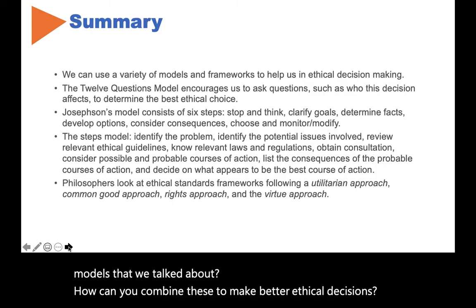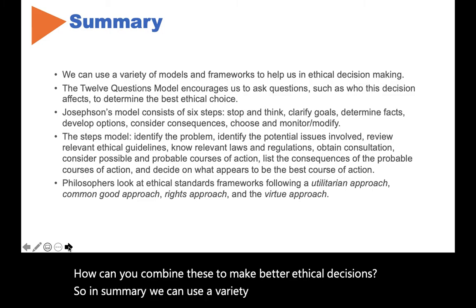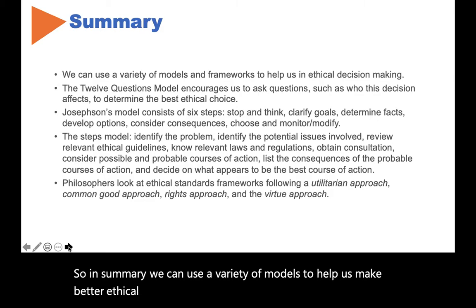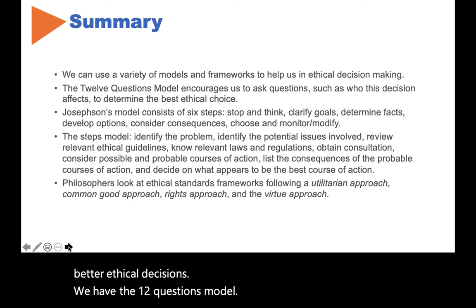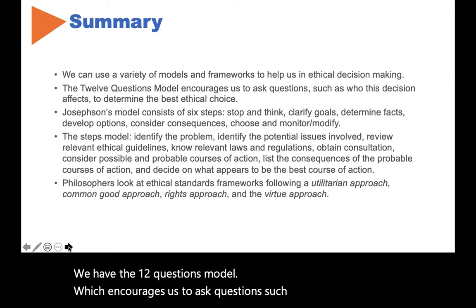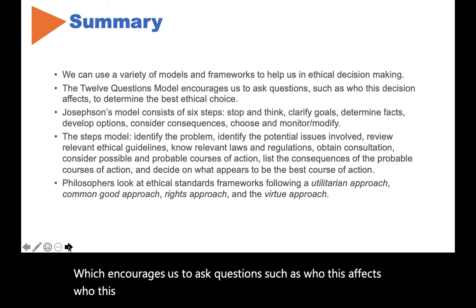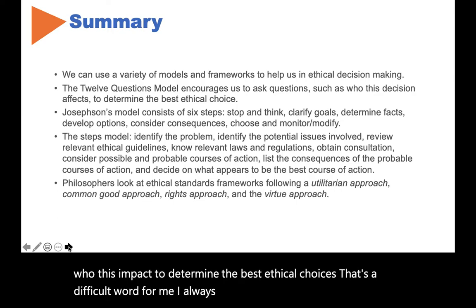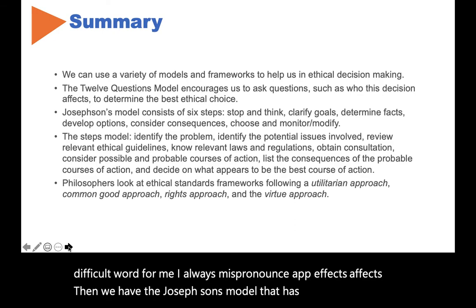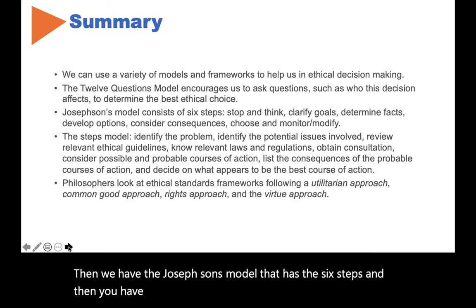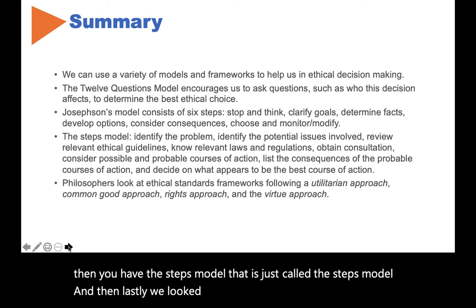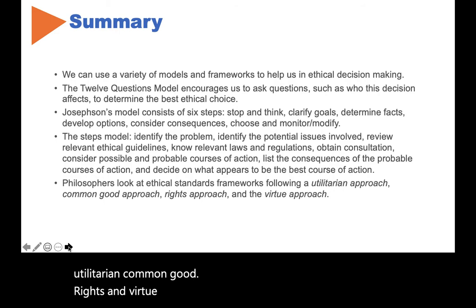So in summary, we can use a variety of models to help us make better ethical decisions. We have the 12 questions model, which encourages us to ask questions such as who this affects to determine the best ethical choices. That's a difficult word for me. I always mispronounce affects. Then we have the Josephson's model that has the 6 steps. And then you have the steps model that is just called the steps model. And then lastly, we looked at the philosophers' approaches with utilitarian, common good, rights, and virtue approach.